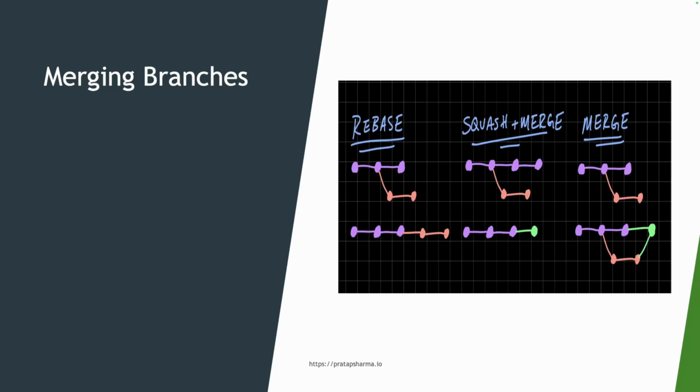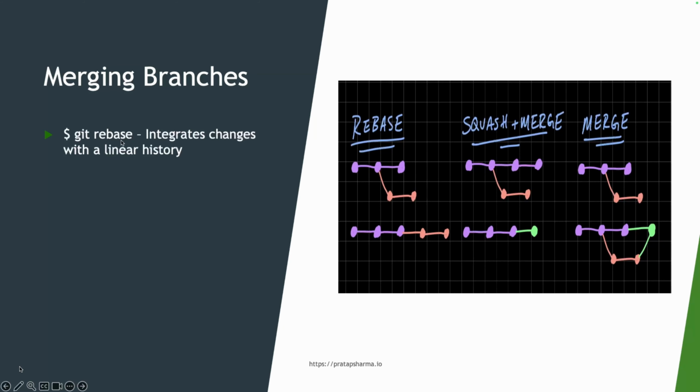So let's learn about merging branches. We have learned about branches in Git. We can merge two branches using these three concepts: one is rebase, one is squash and merge, and the other is simply merge, right? So let's learn them one by one.